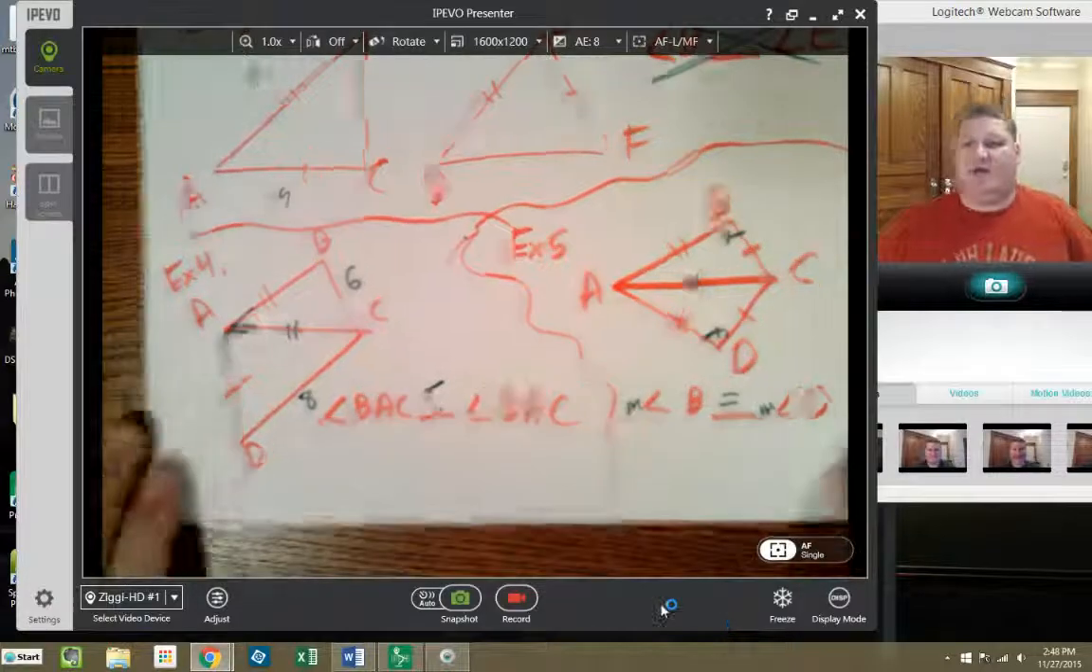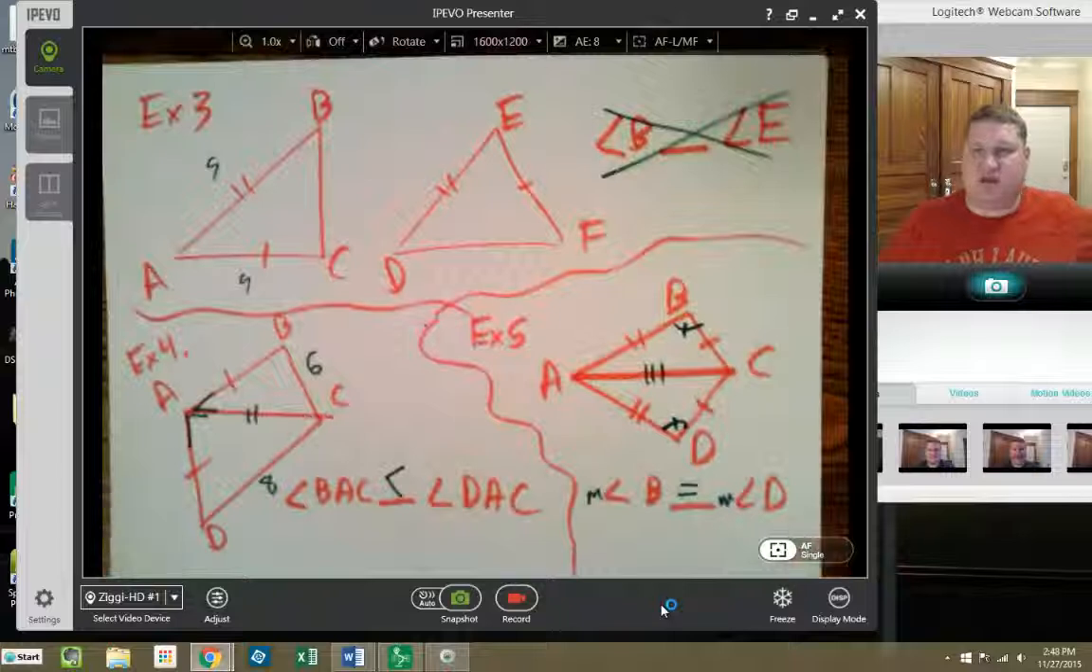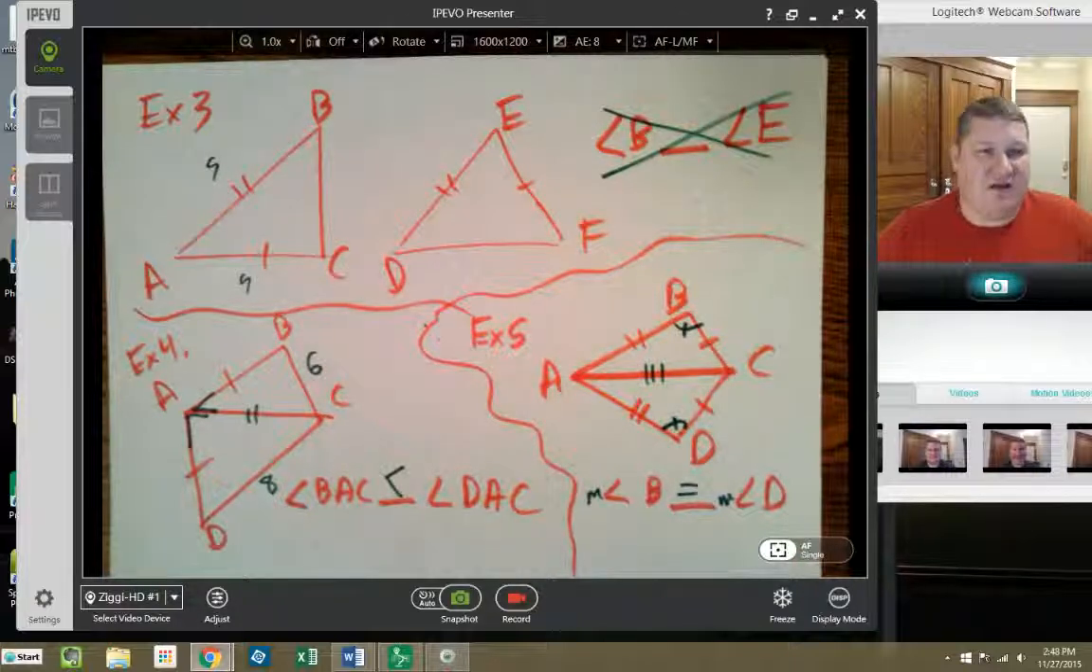So a couple ways to apply the Hinge theorem to some of the problems we can work with. So give you an idea on how to go from there.